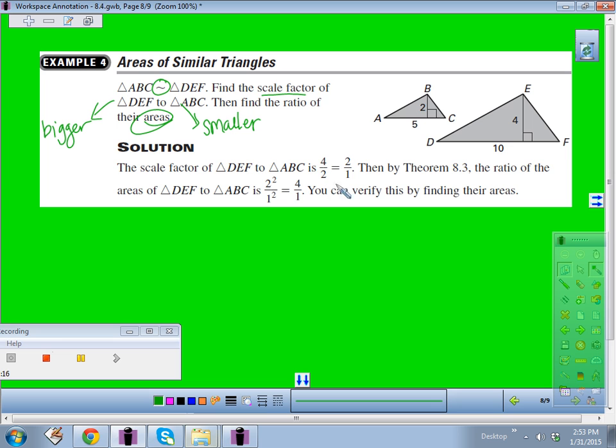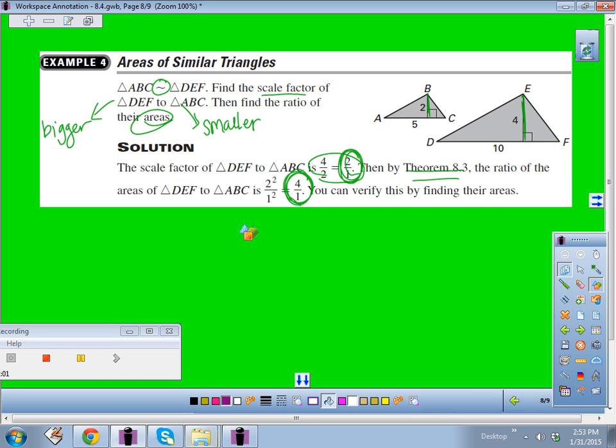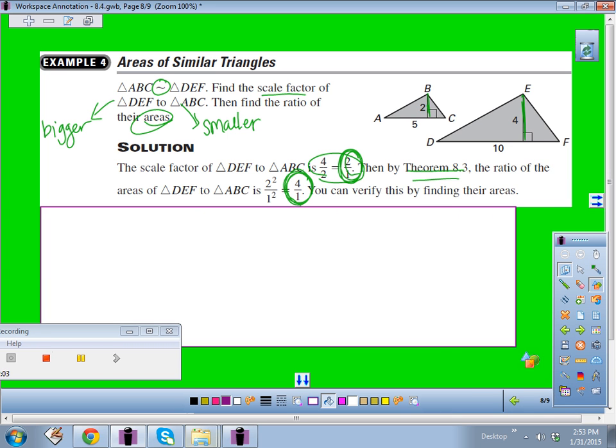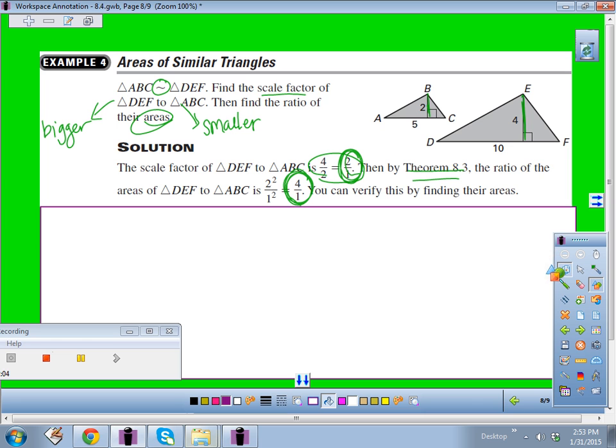If you picked 4, like this example did, you would need to find the height that corresponds with 4 in the other one. That would be 2. 4 divided by 2 equals 2 over 1. So this is my scale factor. And by the theorem that we learned about at the beginning, the ratio of the areas would be the square of those values. 2 squared over 1 squared, which would be 4 over 1. And so you could actually calculate the area of each one of those to see if that truly is the ratio of their areas.